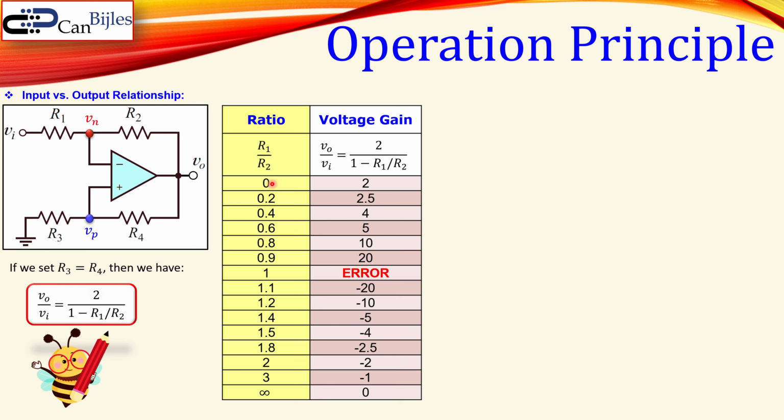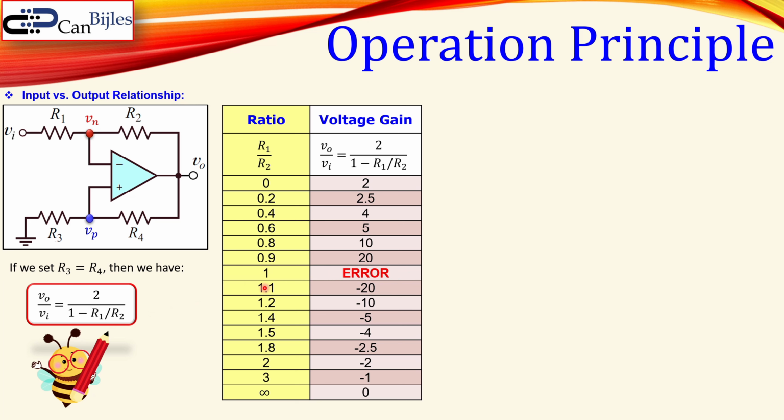Now if you increase this ratio, so 0.2, the gain will increase. If you make it 0.9, you get a gain of plus 20. Now if you make the ratio, for example, 0.99, this will even increase. But if you get exactly 1, it's also mathematically shown, you can see 2 over 1 minus 1, you should divide by 0, which is an error, which is undefined. So that's what we also see here in the table.